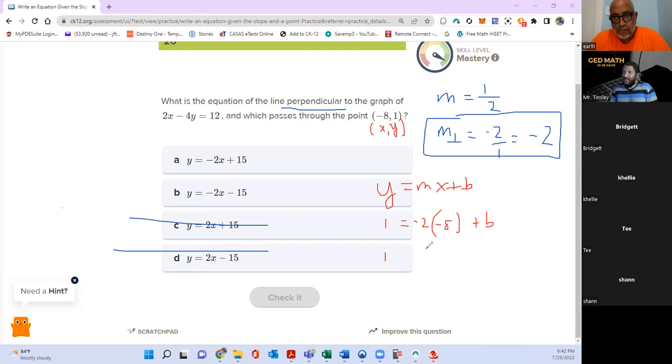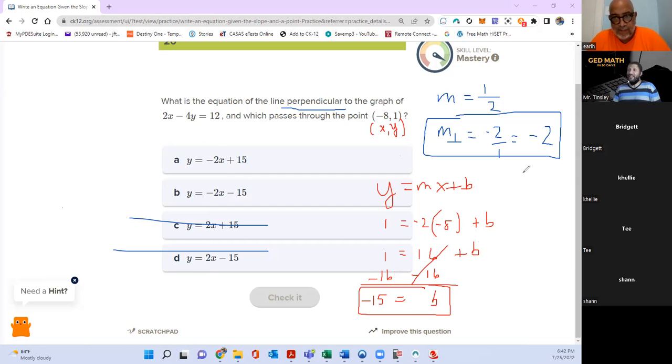Bring down our 1. What's -2 times -8? Positive 16. Positive 16 plus b. In order to get b by itself, what do we need to get rid of? Subtract 16 from both sides. What's -16 plus 1? Negative 15. The 16 is canceled. We're left with b. So we know our y-intercept is -15.